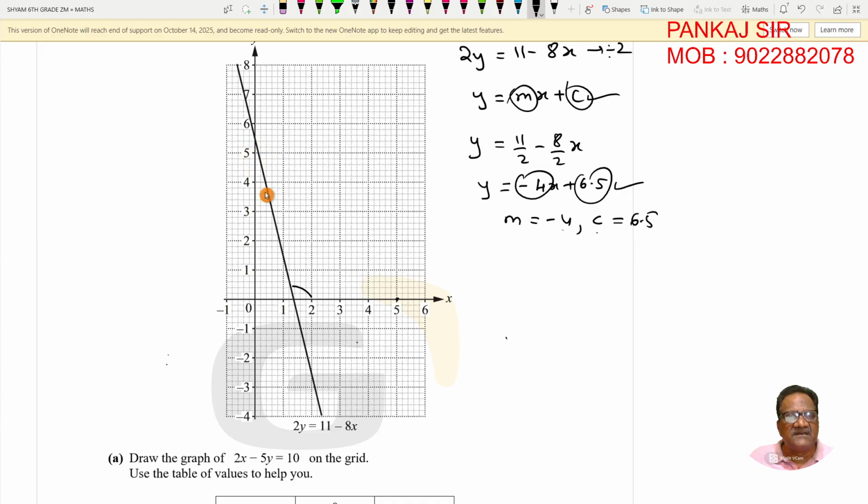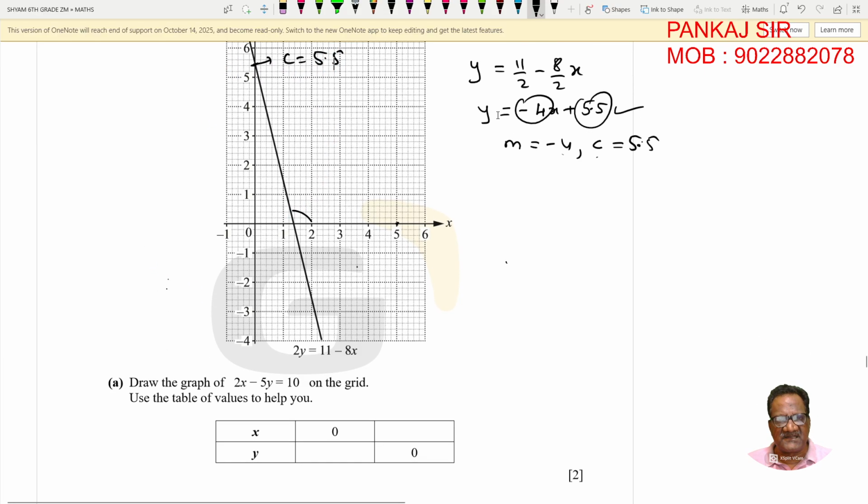Can you see here? So this should be 5.5, okay, not 6.5. 11 upon 2 should be 5.5. So can you see this graph is cutting the y-axis at this point, which is known as the y-intercept, which is 5.5. Okay, so the graph you have to understand in this way.